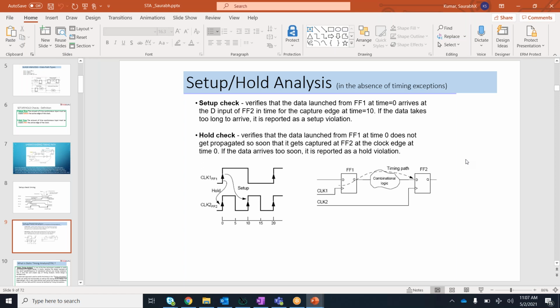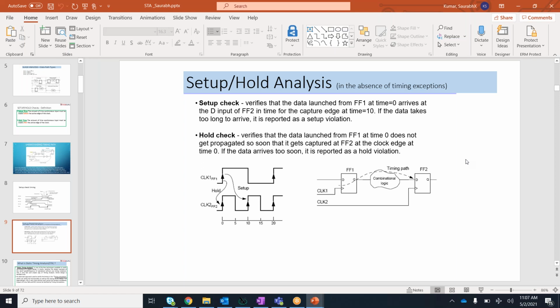Okay. So in timing check, what is my intention? My data should not get captured at the same edge, and my data should get captured at the next edge. There are two things we need to understand in timing check. One, my data should not get captured at the same edge. This check is called the hold check. And my data should get captured at the next edge; if it's not capturing, then it's a setup violation, and that check is called the setup check.